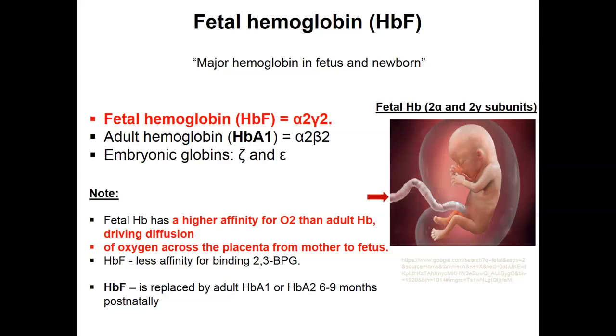All right. So when the baby is born, as it grows, 6 to 9 months later, the fetal hemoglobin, the gamma subunit forms, start going away, and it is replaced by the adult hemoglobin. Okay.